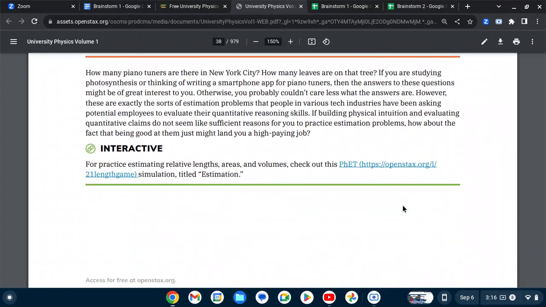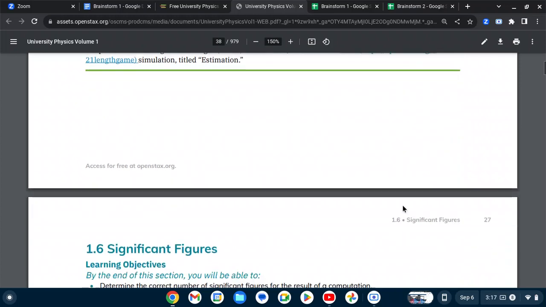How many piano tuners are there in New York City? How many leaves are on that tree? If you are studying photosynthesis or thinking of writing a smartphone app for piano tuners, then the answer to these questions might be of great interest to you. Otherwise, you probably couldn't care less what the answers are. However, these are exactly the sorts of estimation problems that people in various tech industries have been asking potential employees to evaluate their quantitative reasoning skills. If building physical intuition and evaluating quantitative claims do not seem like sufficient reasons for you to practice estimation problems, how about the fact that being good at them just might land you a high-paying job?